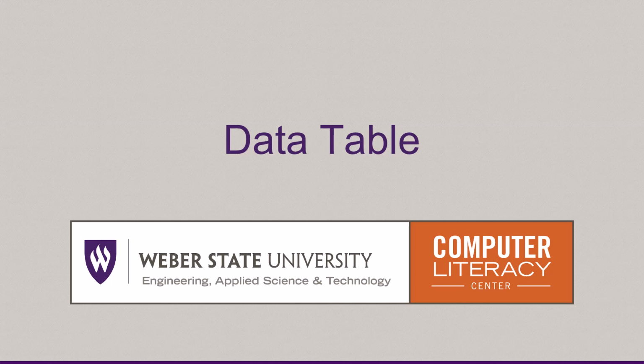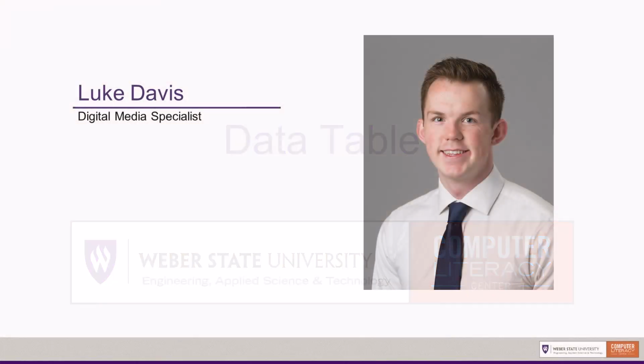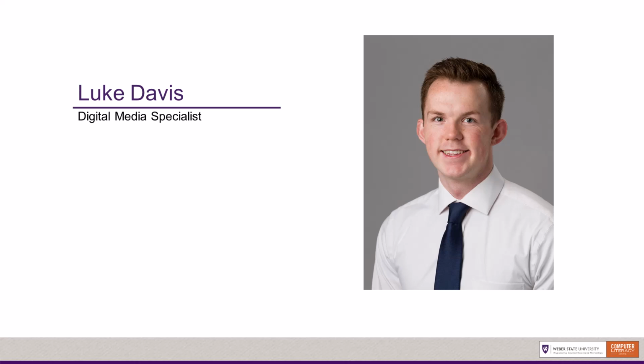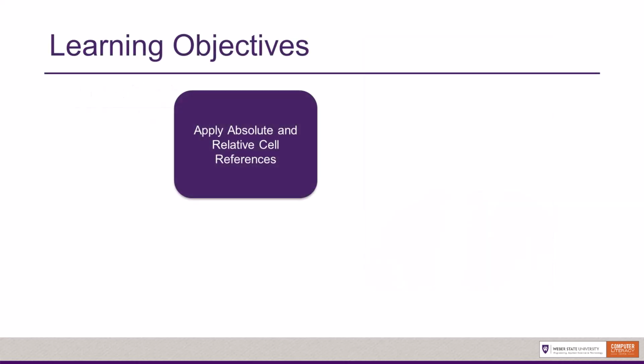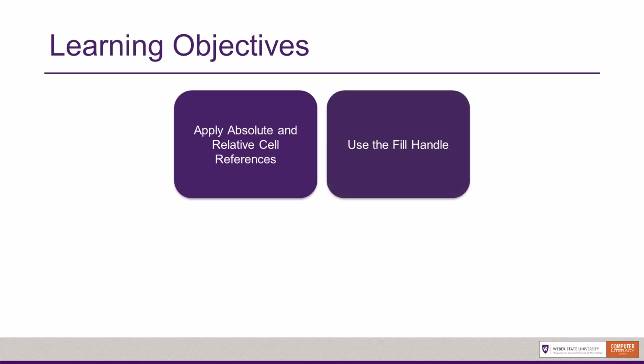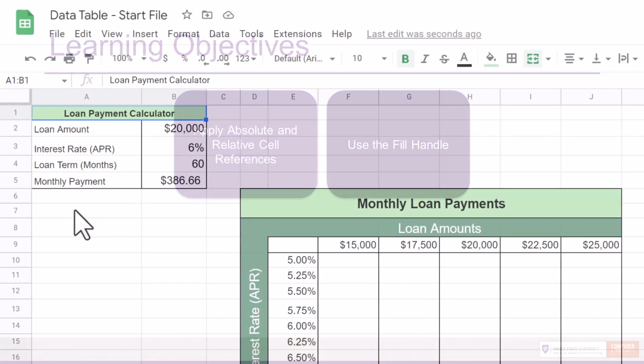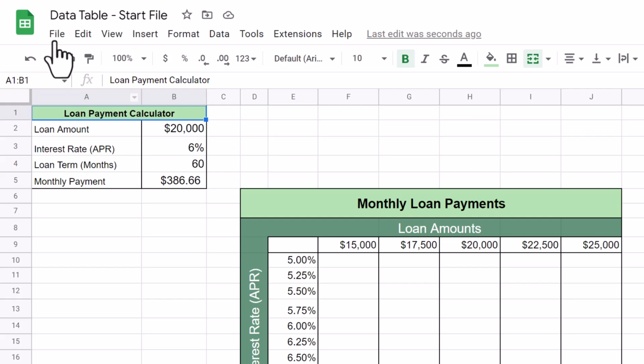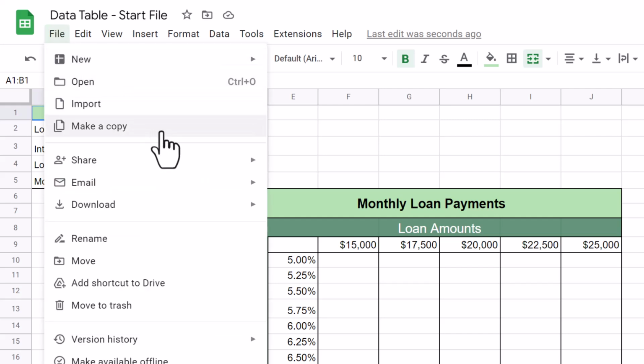Today, we will fill in a table of data using cell references and the fill handle. My name is Luke Davis, and I will guide you through this tutorial. In this video, we will apply absolute and relative cell references to calculations. We will then use the fill handle to extend our calculations to other cells in a table. If you would like to follow along, make a copy of the start file that is bundled with this module.